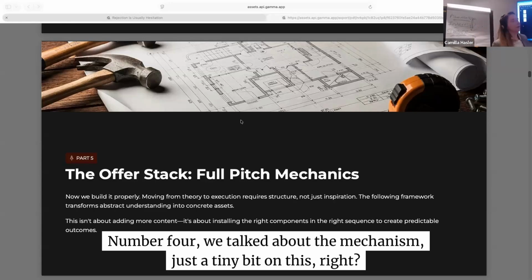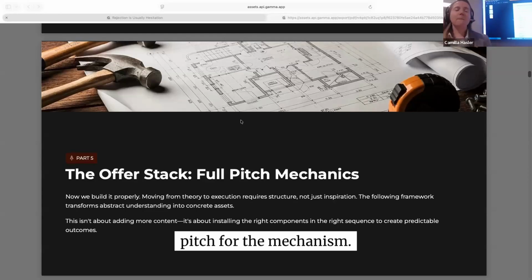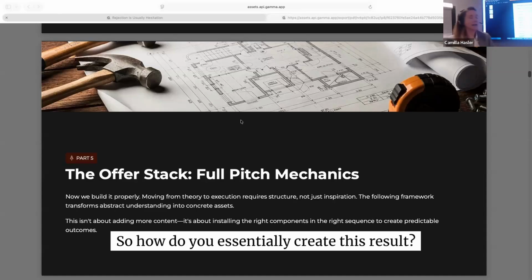Number 4, we talked about the mechanism, just a tiny bit on this, right? The how. And you can see I've put here as a guide, no more than 20 seconds in your pitch for the mechanism. So this is around how does your pitch actually, how do you essentially create this result?